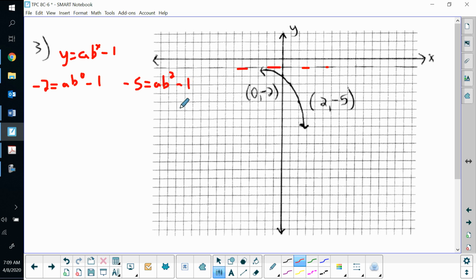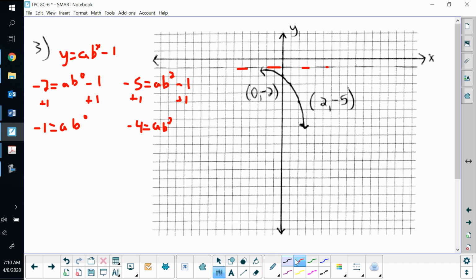Again, if you forget that -1, you're going to get crazy numbers when you divide, that when you take the square root, they don't come out reasonable. So that would be a clue that you forgot to put your thing on the end. First thing we should do is get rid of that number that's tacked on the end. So we'll add 1 over on both sides. So this is going to give us -1 equals a times b to the 0. This will give us -4 equals ab squared.